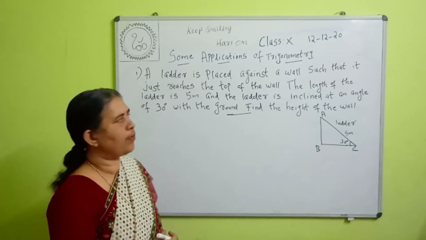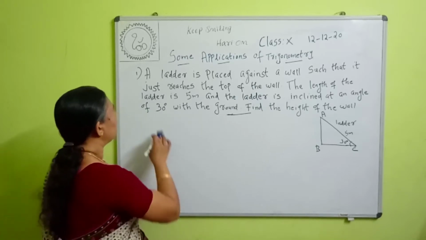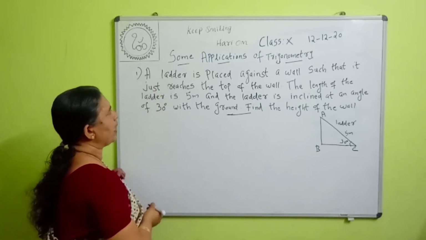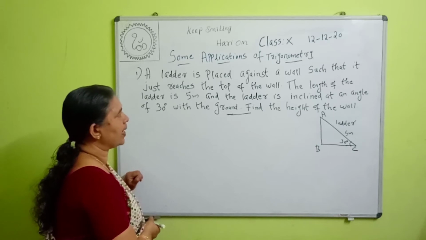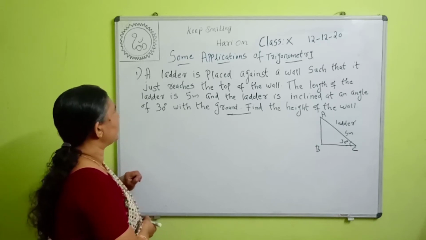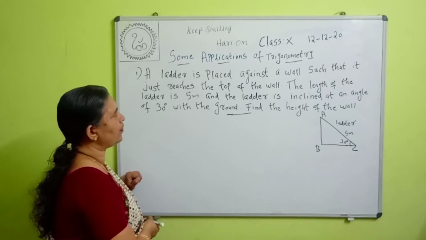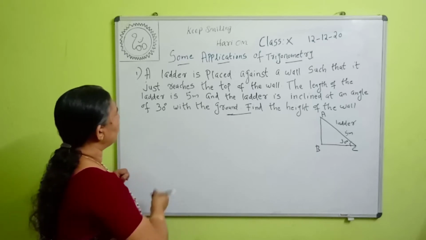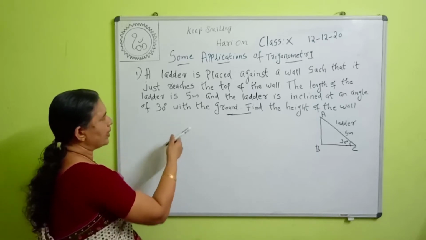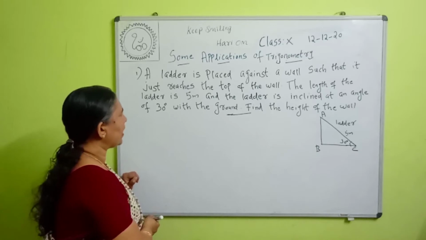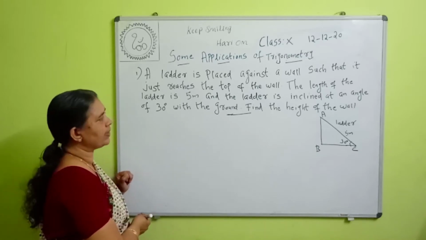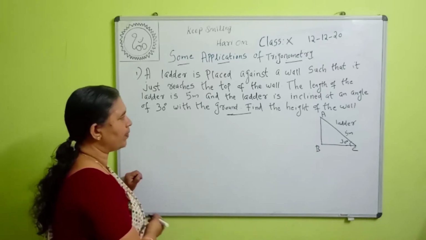Now we can do some problems based on it. First question. A ladder is placed against a wall such that it just reaches the top of the wall. The length of the ladder is 5 meters and the ladder is inclined at an angle of 30 degrees with the ground. Find the height of the wall.